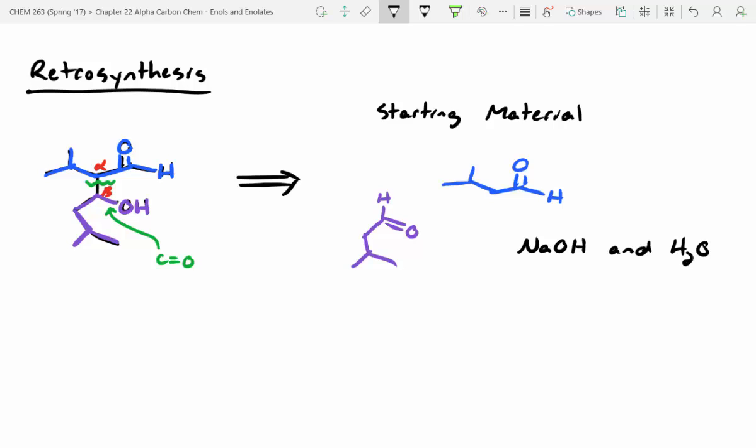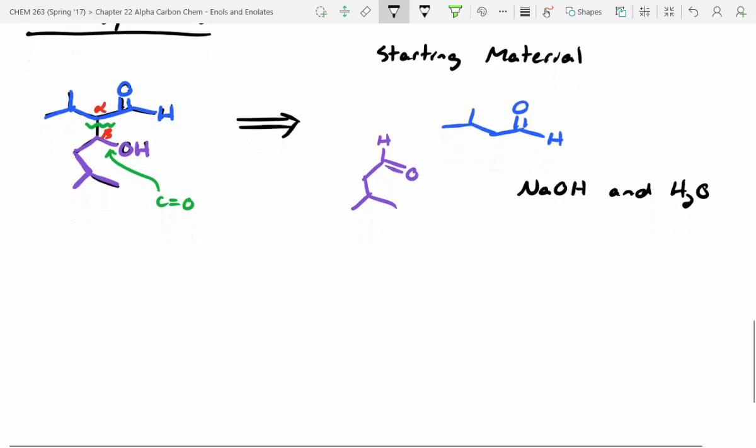Oftentimes with aldol reactions, your two starting materials are going to be identical. That way you avoid running into a big mixture of different products. You can only get one product if you only have one starting material, right? And we'll talk more about that later. Okay, so there's one additional thing you can do with this reaction called a condensation.